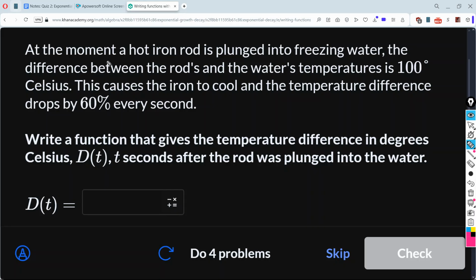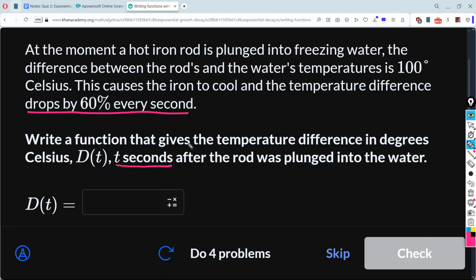All right, it says here the moment a hot iron rod is plunged into freezing water, the difference between the rod's and water's temperature is 100 degrees Celsius. This causes the iron to cool, and the temperature difference drops by 60% every second. Write a function that gives a temp difference in degrees Celsius, T seconds, after the rod was plunged into the water. All right. So what is the initial amount here?